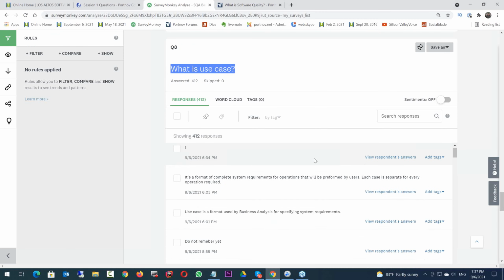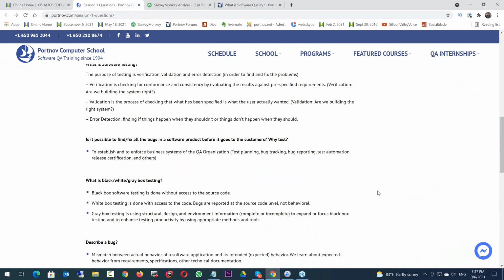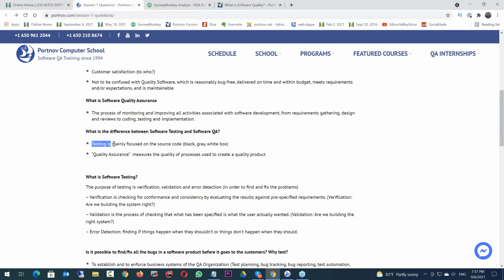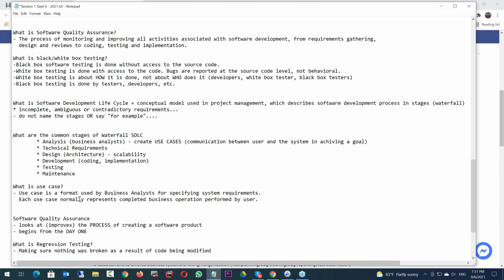Difference between software testing and software quality assurance. What is the difference? We might have it right here, yeah? I'm not sure if we have it. So testing is mainly focused on the source code. And quality assurance measures the quality of processes used to create the code. It's a good one. What is the difference between? Okay, let me bring it here. I will try to explain. So what is the difference?